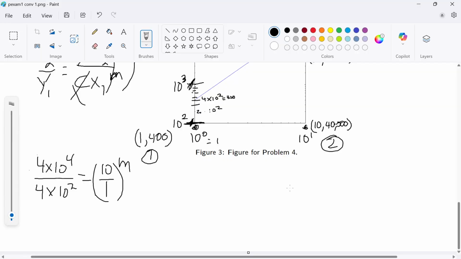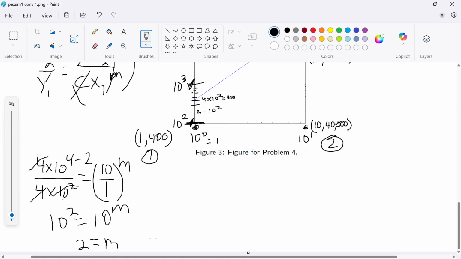All right, the 4's cancel. 10 to the fourth divided by 10 to the second. Subtract the exponents. 4 minus 2 is 2. This is 10 to the second equals 10 over 1, which is 10 to the m power. What does m equal? M equals 2.